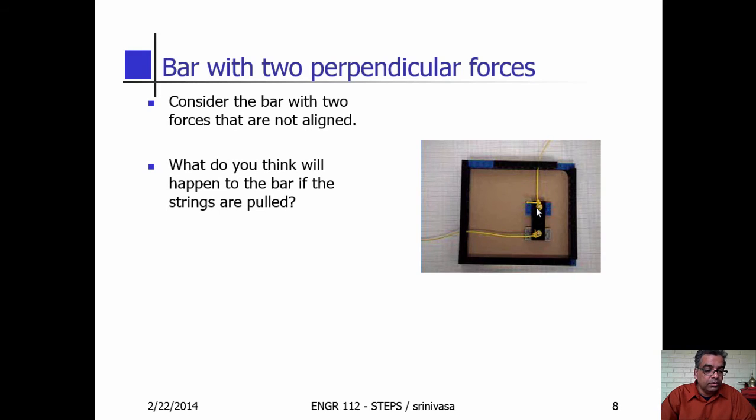Okay. So now I have forces which are sideways. There's a force this way and there's a force that way. Clearly there's a net force pointing somewhere like that. And because the two forces are not acting along the same line, you might find a net torque, you might rotate. So if I pull these two strings, what do you think will happen? Okay, so let's see what will happen.